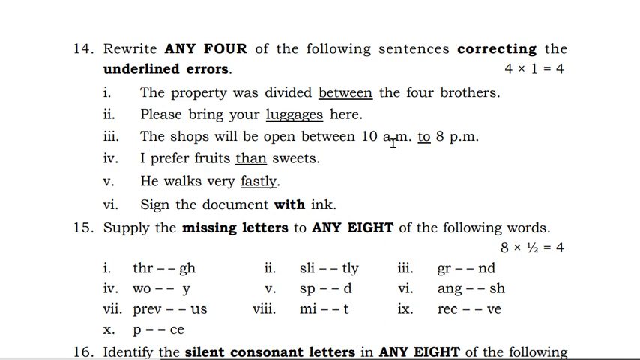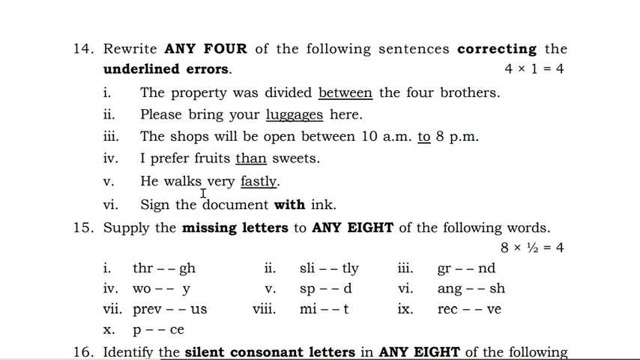The shops will be open between 10 a.m. to 8 p.m. So here they underlined to. Whenever between comes, we should use and, not to. For example, here when from comes, to is correct. But when between came, that's why here and comes, not to. I prefer fruits than sweets. Whenever prefer comes, we should use to.